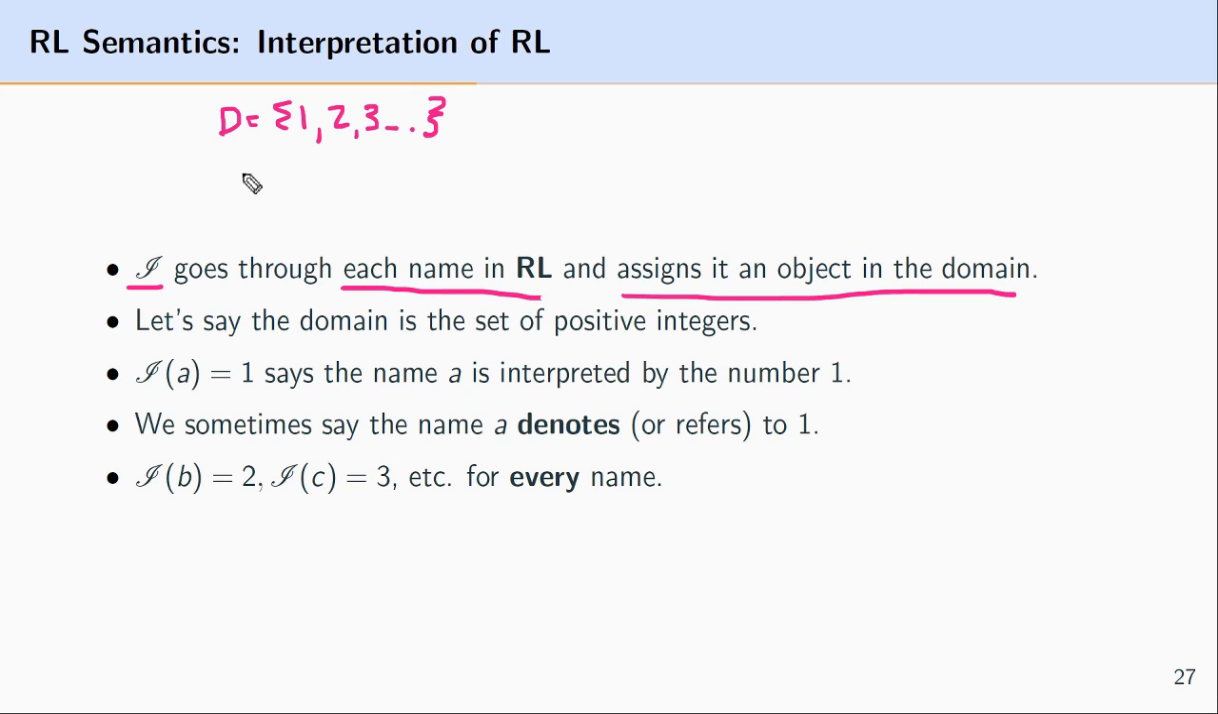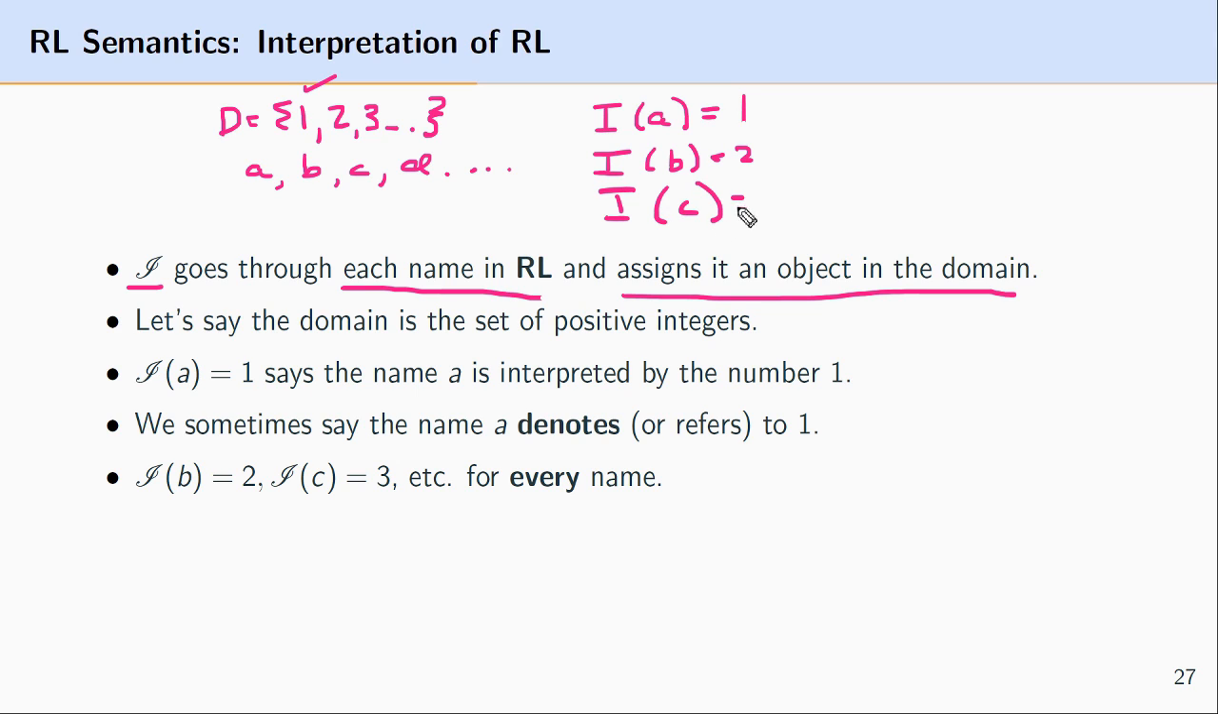Now, what the interpretation function does is look at all of the names in the language. You kind of go through all the different ones. And what it will do is pick out one and only one object from the domain that it refers to. So when we say we are going to interpret the name A, we interpret it in terms of some single object in this domain. We might say the interpretation of A is 1, and the interpretation of B is 2, and the interpretation of C is 3.